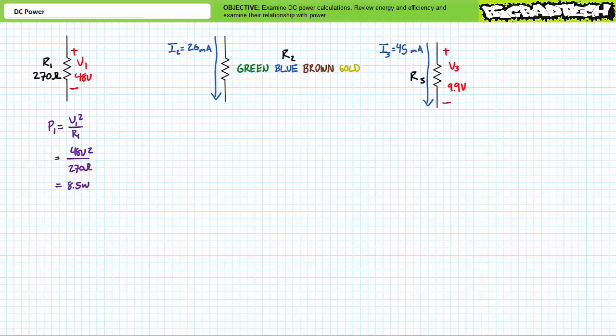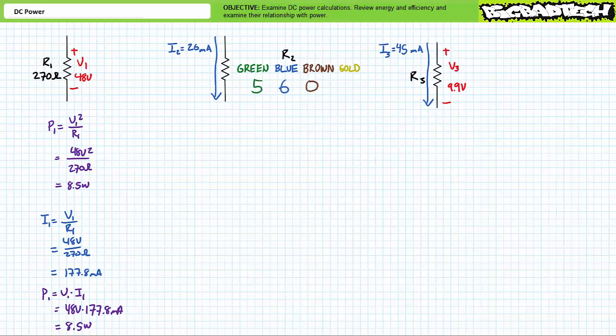We can use Ohm's law and a different permutation of the power equation as a means of checking our work. Ohm's law demonstrates that current is voltage over resistance. 48 volts over 270 ohms yields 177.8 milliamperes of current. Power is equal to voltage times current. Substituting in our given values similarly demonstrates this resistor is experiencing 8.5 watts of power.